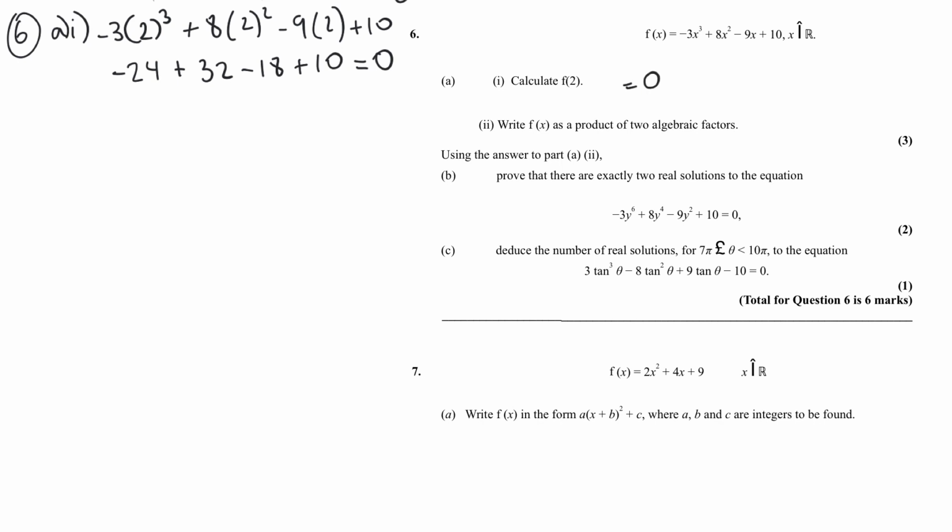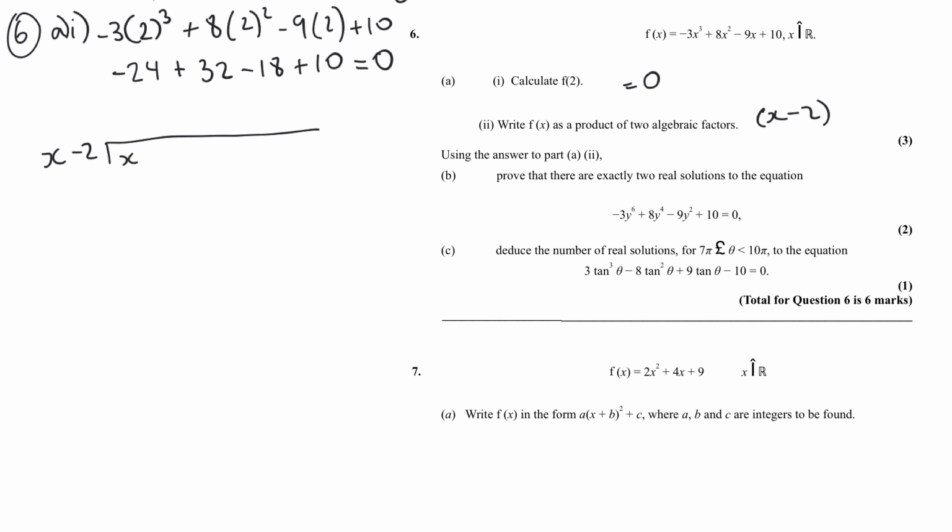Okay, then it says write f of x as a product of two algebraic factors. So since we know that when we substitute 2 and it's equal to 0, that's going to tell us that one of the factors is x minus 2. So then now, to work out the other factor, we can use the factor theorem.